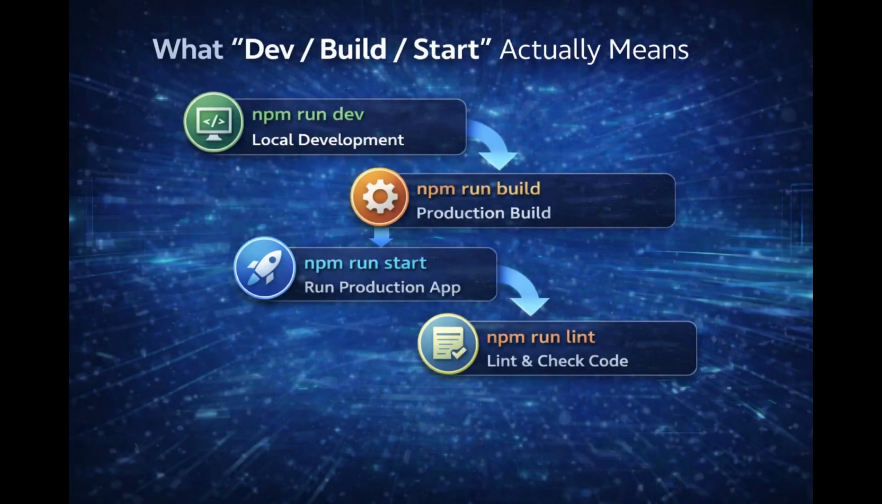What dev and build actually mean. Let's quickly touch on the basic lifecycle you see in the package.json. Dev is your local development server. It's for coding and iterating quickly. Build creates the production version of your app. That's what you'll deploy. Start runs that production build so you can see how it works live. Lint checks your code for common mistakes. And yes, we're using TypeScript to add some guardrails, so we catch errors early.